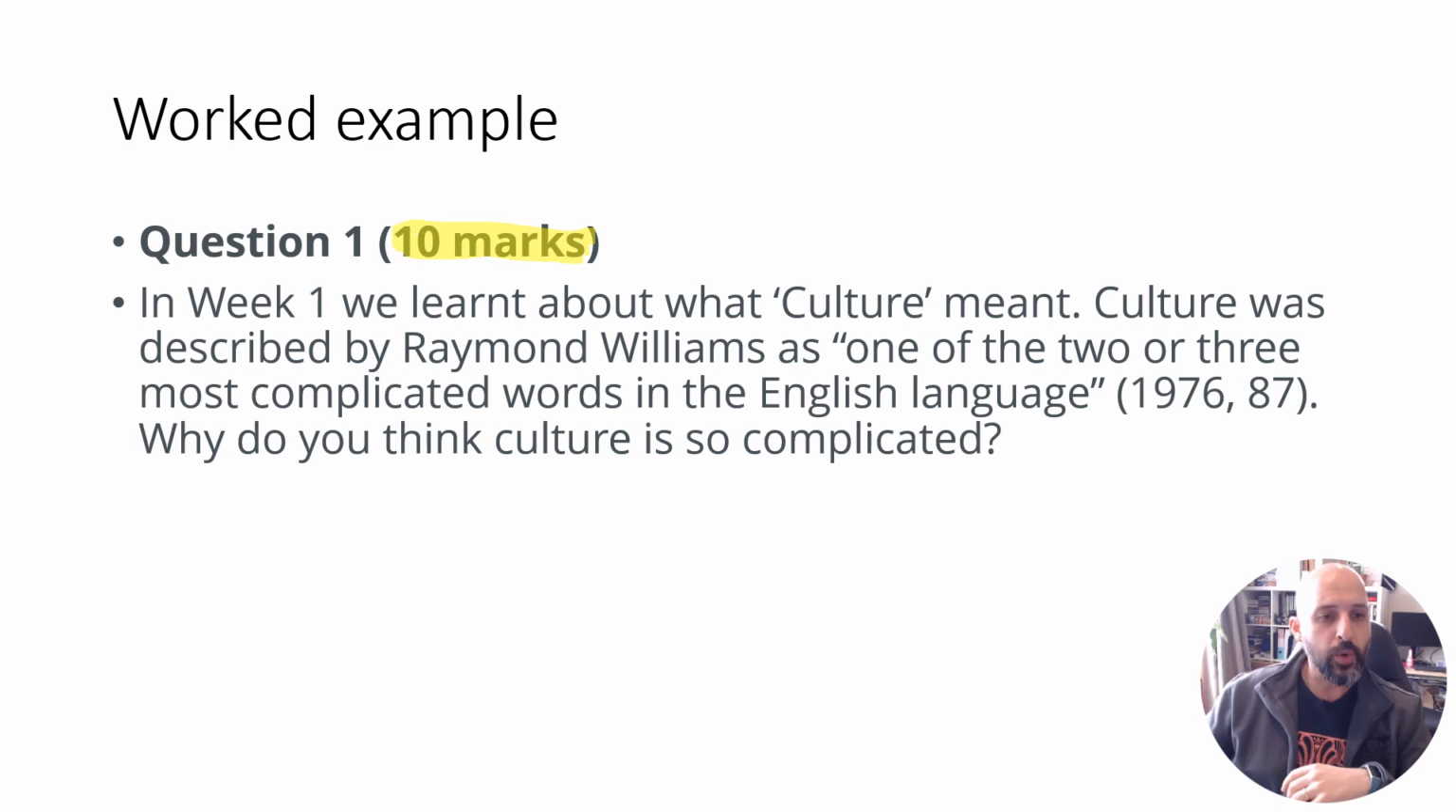Okay, so in week one, we learned about what culture meant. This is a hint. Go to week one. All right? Tell me what you think. Tell me what we've talked about in time. What culture meant. Culture was described by Raymond Williams as one of the most complicated words in the English language. All right? We haven't even got to the question yet. We are just giving you a background, directing your thinking to a specific area. Why? There's a big word there. Keep that in mind. Do you think culture is so complicated?